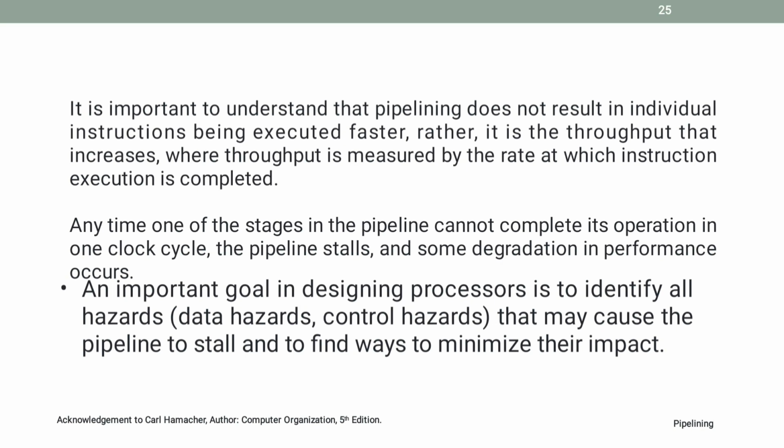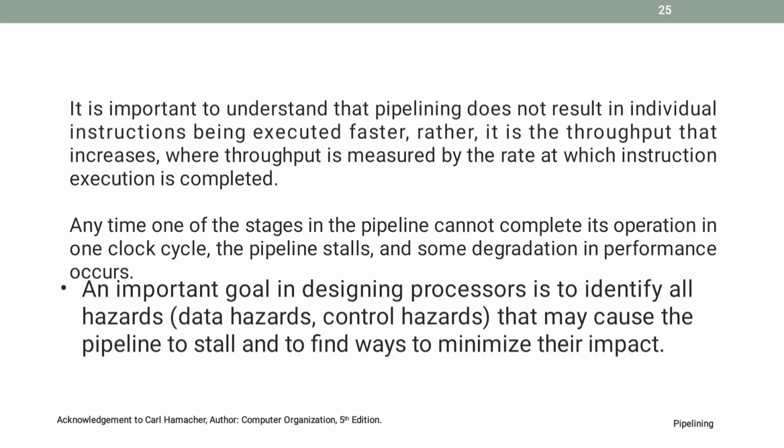Anytime one of the stages in the pipeline cannot complete its operation in one clock cycle, then the pipeline stalls, waits, or prolongs in time, or it cannot get completed in one clock cycle of time, and some degradation in performance occurs. An important goal in designing processors is to identify all hazards, data hazards, control hazards means instruction hazards that may cause the pipeline to stall, and we have to find ways to minimize their impact.